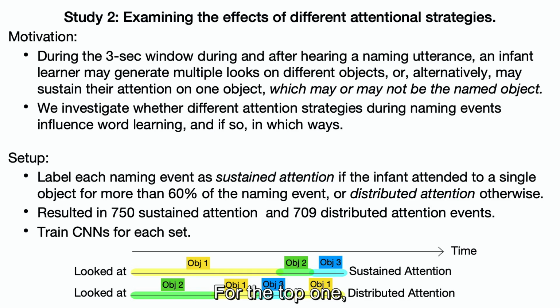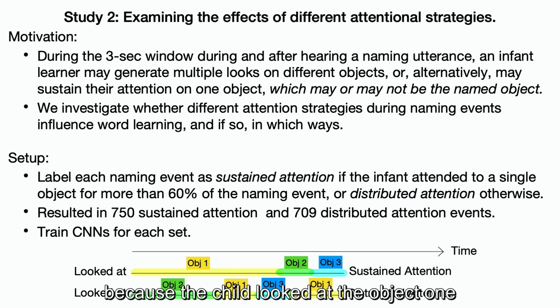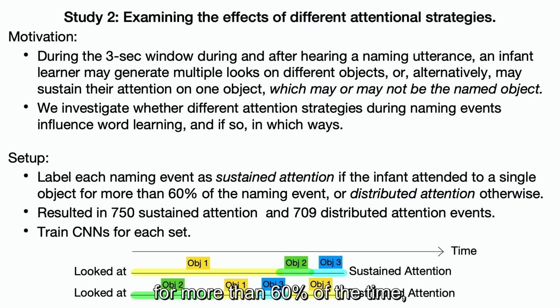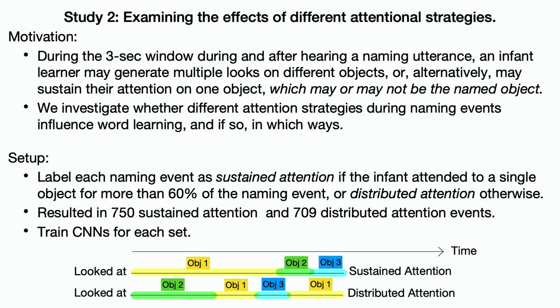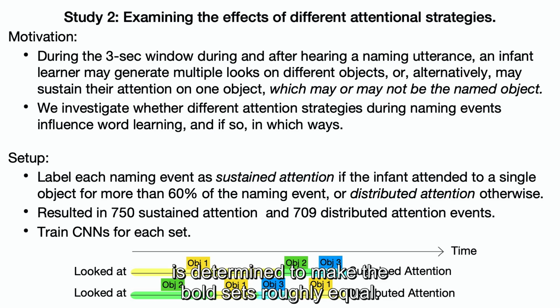For the top one, because the child looked at object 1 for more than 60% of the time, it's a sustained attention event. On the other hand, in the bottom side, the child looked at 3 objects and none of the looks is more than 60%. So this is distributed attention. The threshold of 60% is determined to make both sets roughly equal.